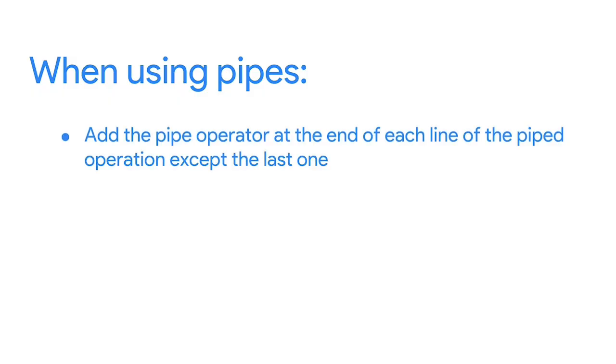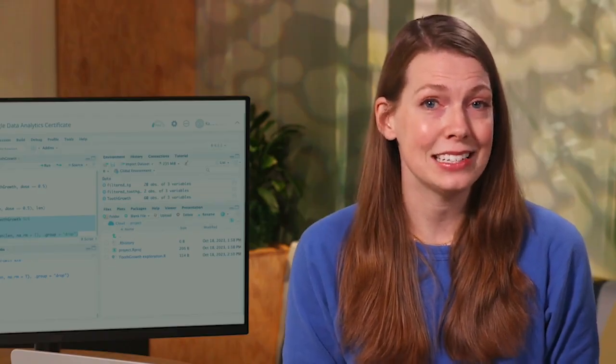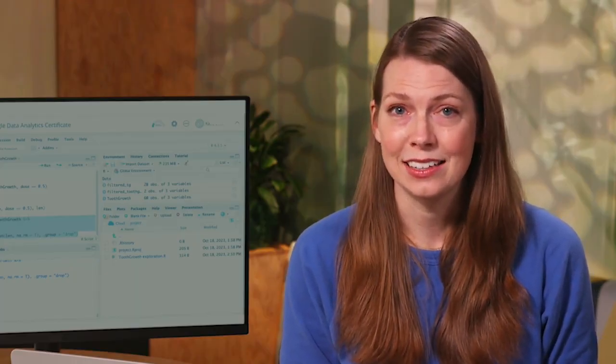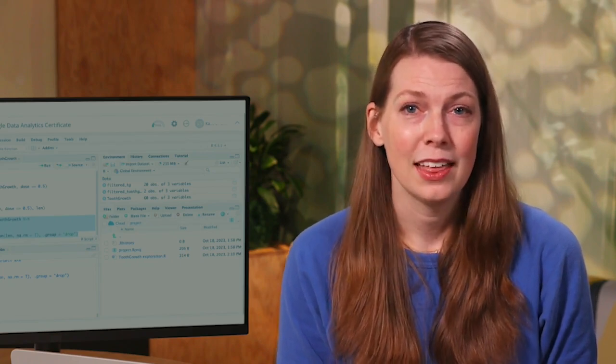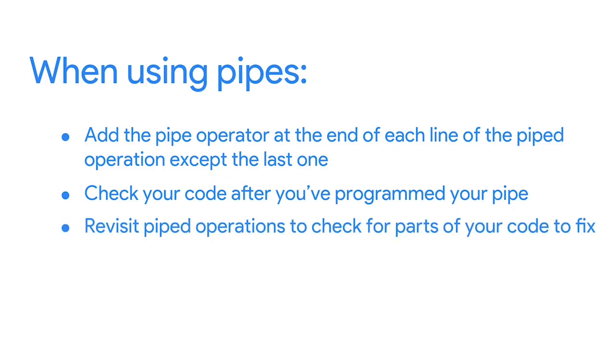First, it's important to add the pipe operator at the end of each line of the piped operation, except the last one. Another good rule of thumb is to check your code after you've programmed your pipe. Remember, RStudio automatically indents lines of code that are part of a pipe. If a line in your code isn't indented, it probably hasn't been added to the pipe. That could lead to an error statement. Then, you can revisit the piped operation to check for parts of your code to fix. With the other methods we showed you, it'd be more of a challenge to find the messy parts. Another reason to use pipes when you can.